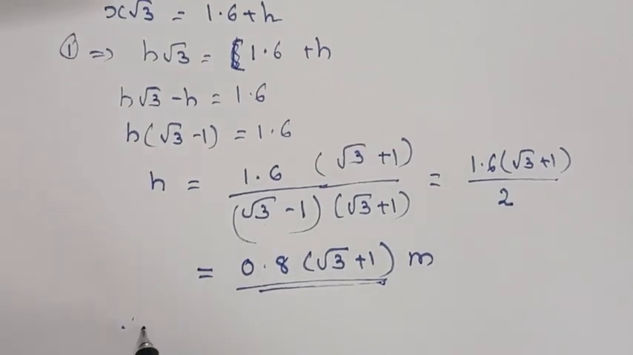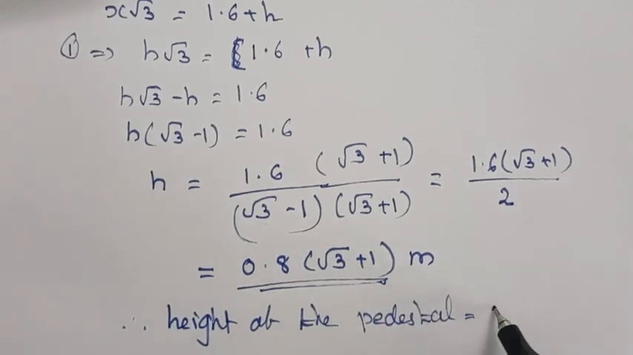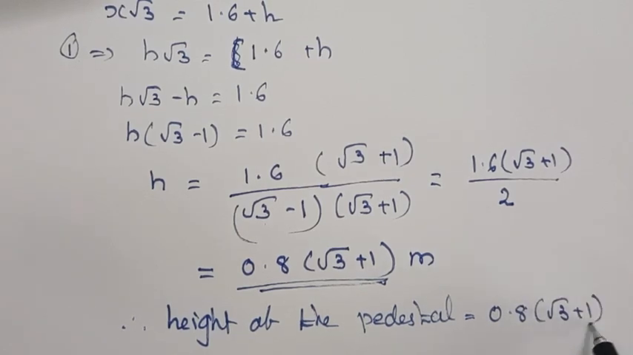So the height of the pedestal, that we have to find, equals 0.8 into root 3 plus 1 meters. Okay.